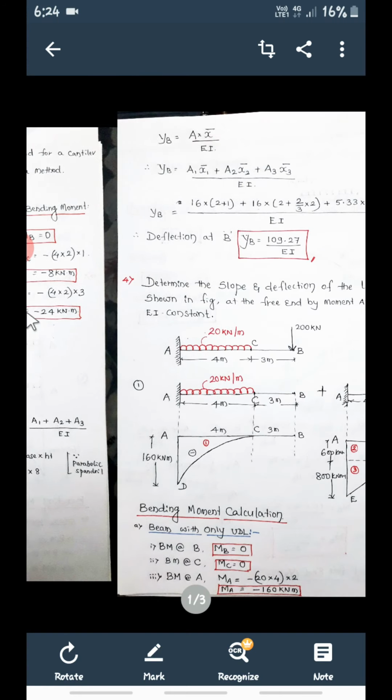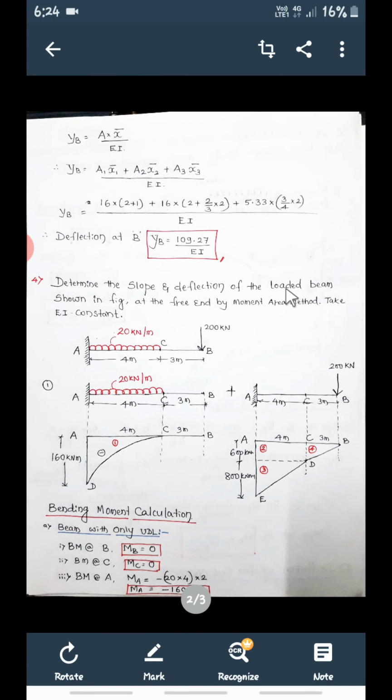Okay, so this is one problem. Let us take another simple problem. Determine the slope and deflection of the loaded beam shown in the figure at the free end. Again, you have to find the slope and deflection at the free end by the moment area method. Take EI constant. So this is the given sketch.